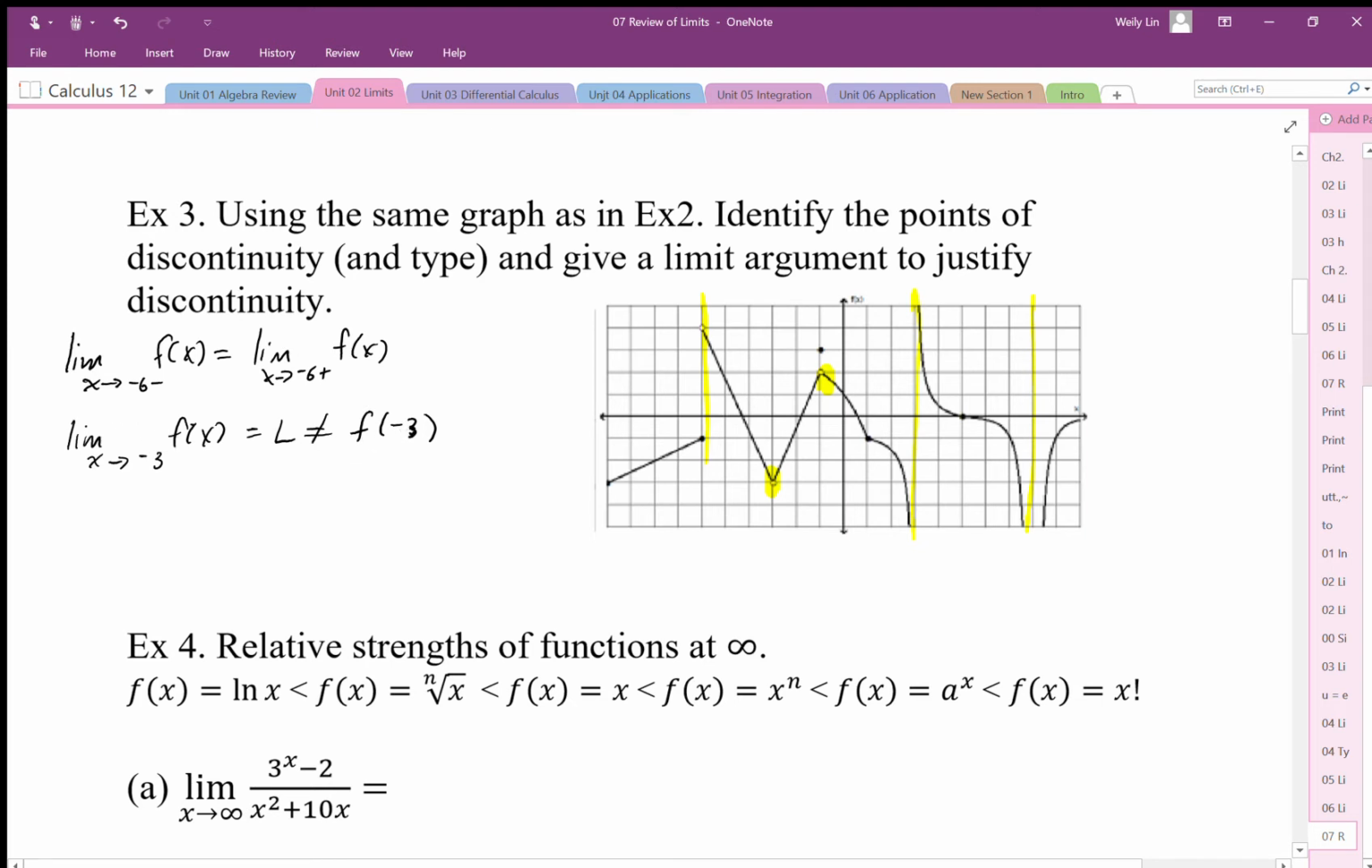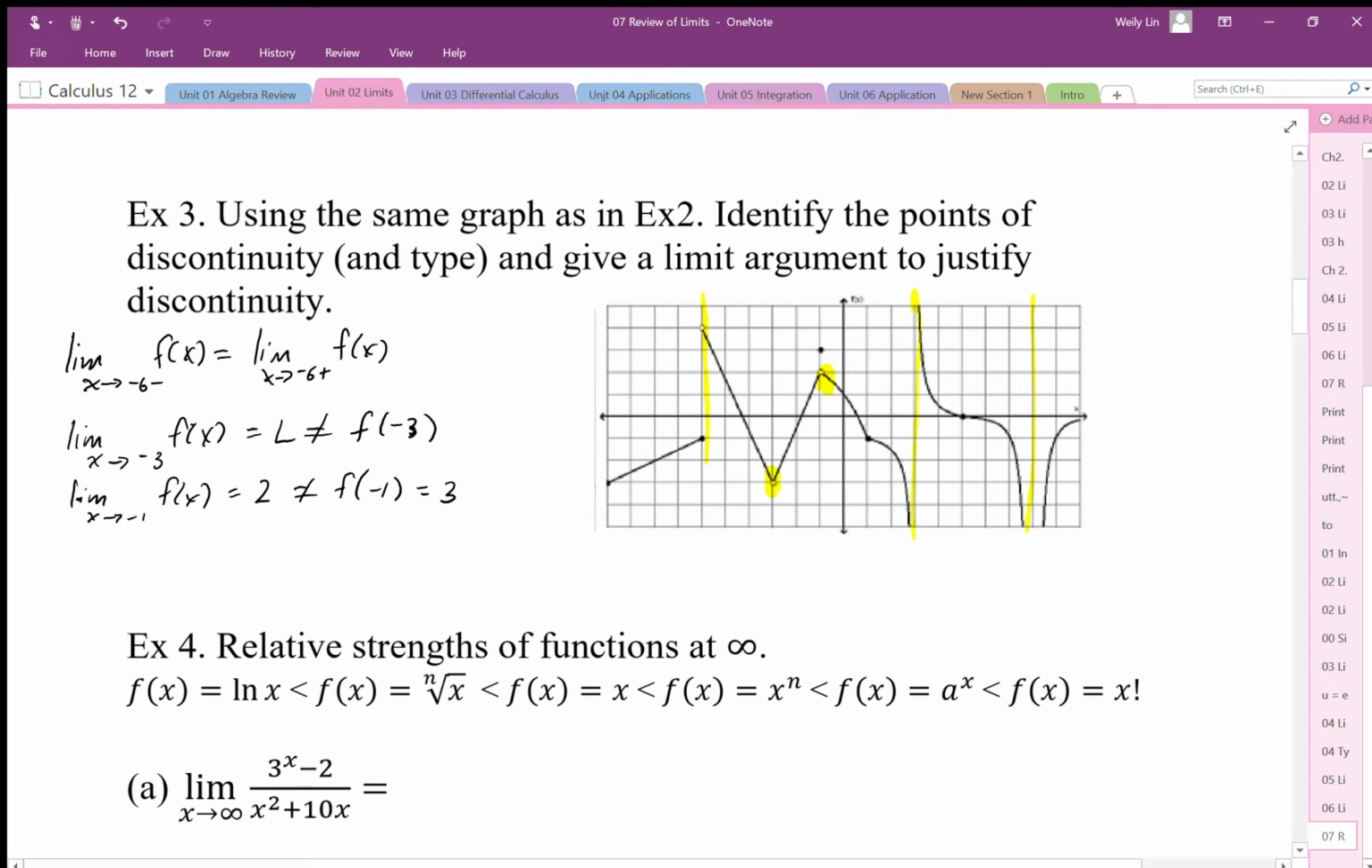So same thing with negative 1. So we can just say the limit as x approaches negative 1 of f of x equals a limit. Okay, and we can actually say what the limit is. I mean, the limit looks like it's equal to 2, but it's not equal to f of negative 1, which is equal to 3. Okay, so these do not match. The actual point and the limit do not match, so it's again a removable discontinuity.